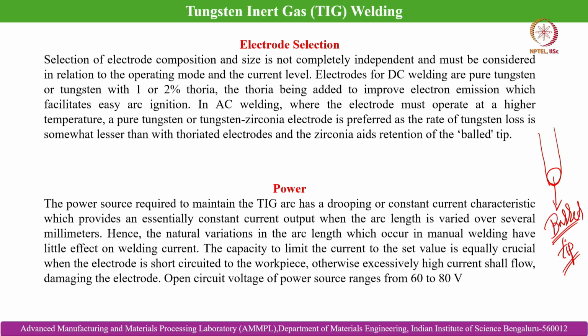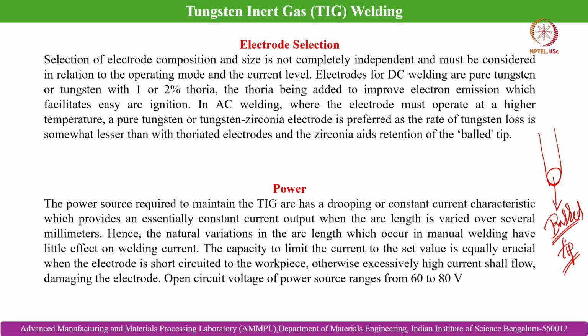So, in case of DC welding, we use thoriated tungsten electrode, and in case of AC welding, we use tungsten electrode either in pure form or alloyed with zirconia. And the power source is similar to what we have discussed earlier.